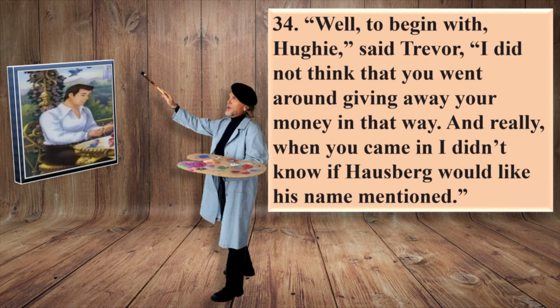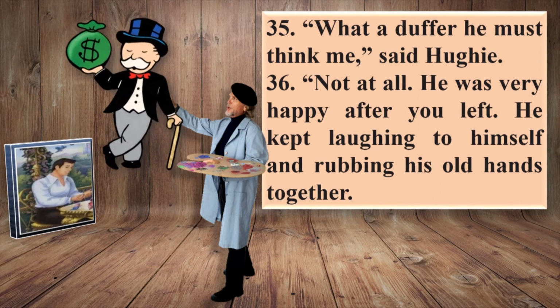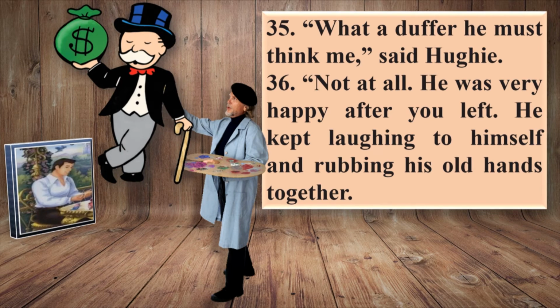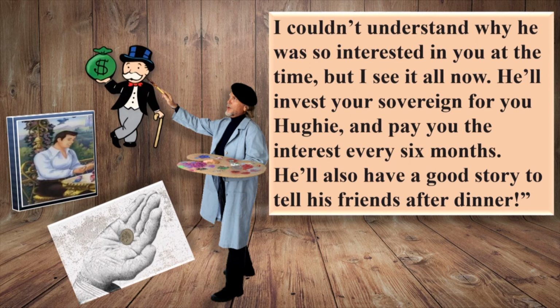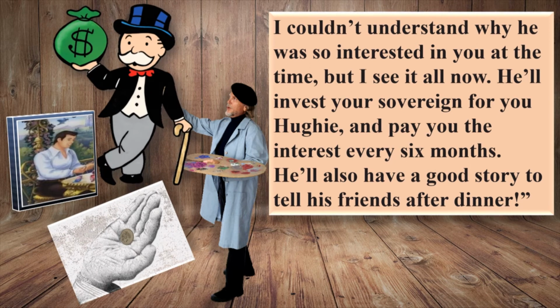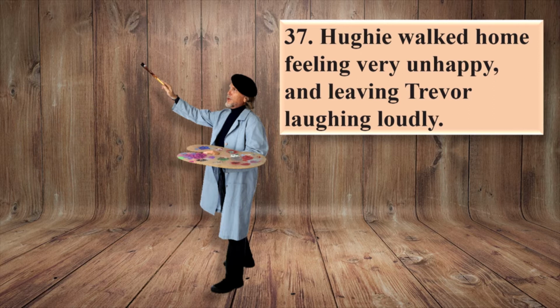"Well, to begin with, Hughie," said Trevor, "I did not think that you went around giving away your money in that way. And really, when you came in, I didn't know if Hausberg would like his name mentioned." "What a duffer he must think me," said Hughie. "Not at all. He was very happy after you left. He kept laughing to himself and rubbing his old hands together. I couldn't understand why he was so interested in you at the time, but I see it all now. He'll invest your sovereign for you, Hughie, and pay you the interest every 6 months. He will also have a good story to tell his friends after dinner." Hughie walked home feeling very unhappy and leaving Trevor laughing loudly.